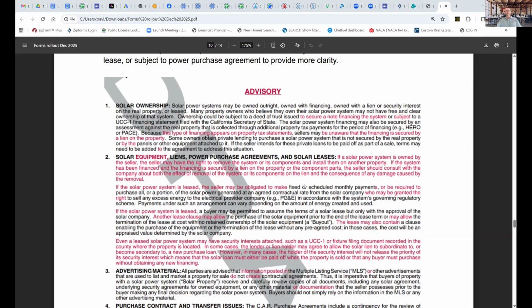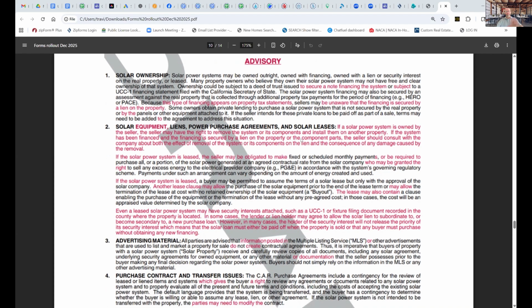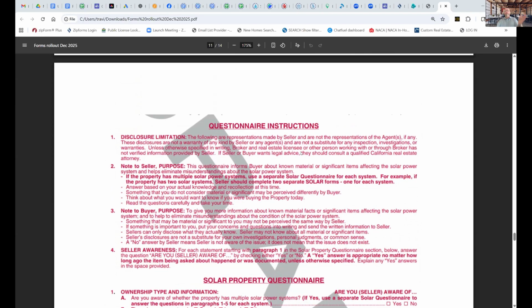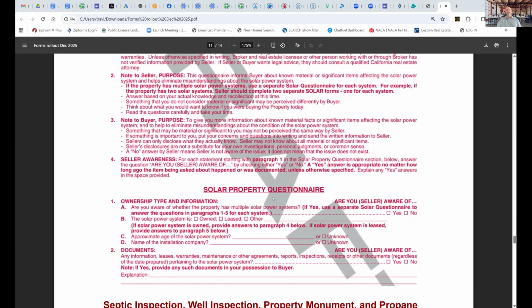So this would be the first section. They added this advisory in here. They didn't add it, but they added to it. I'm not going to go through the whole thing, but this is the first revision here, and then you'll see the second one. They have the instructions on the questionnaire, so use this to help you explain to the property owner how to fill this out. And then the third part is the solar property questionnaire itself, which is the yes/no questions. And again, if they answer yes to a question, they need to provide an answer as to why they answered yes, just like the TDS or the SPQ.